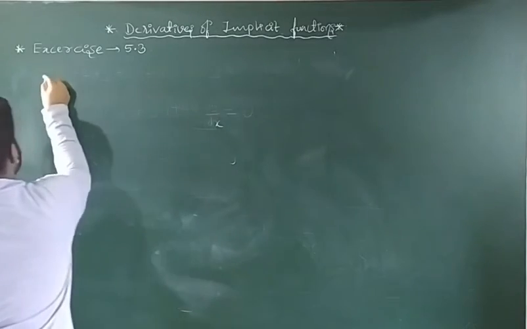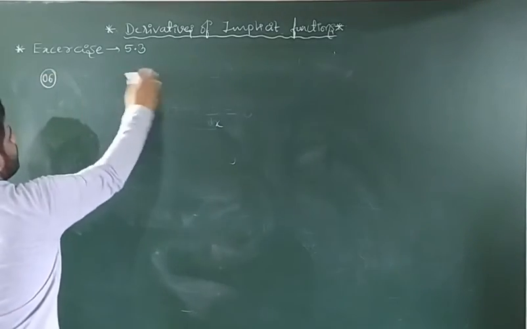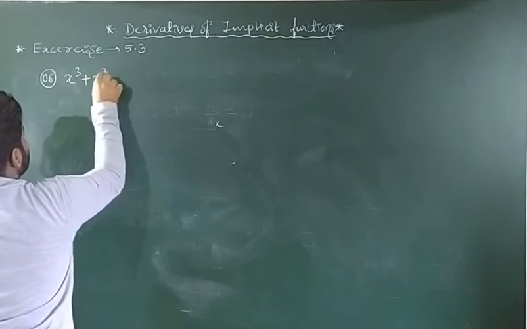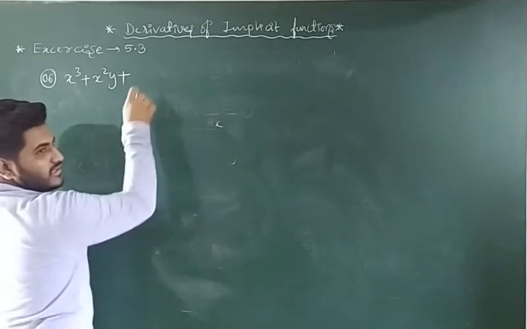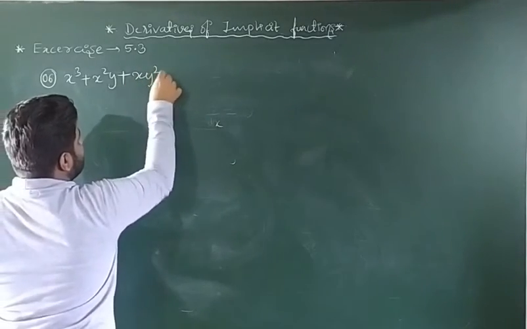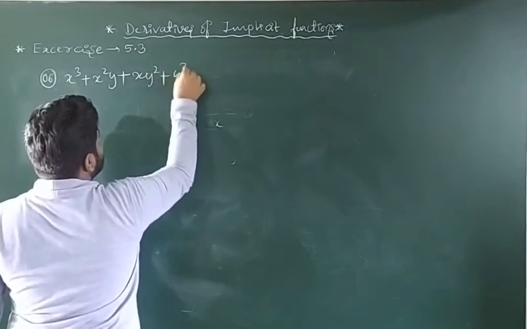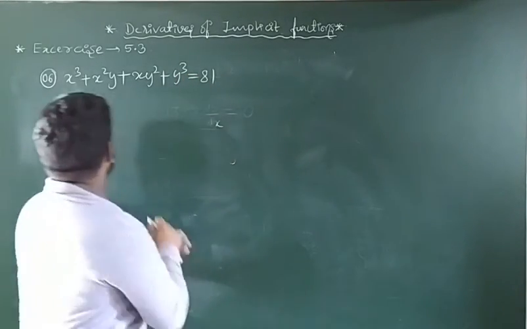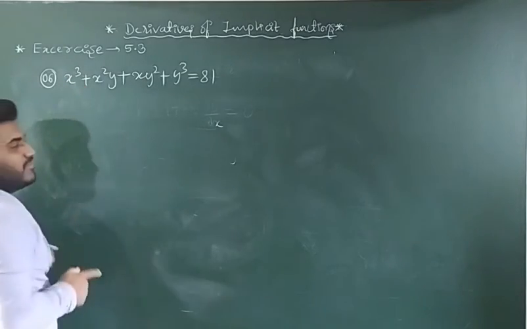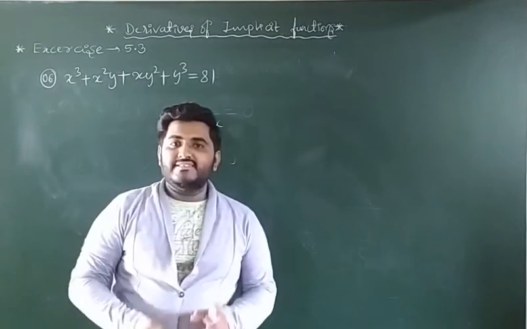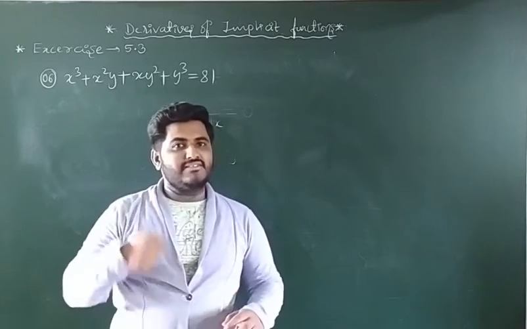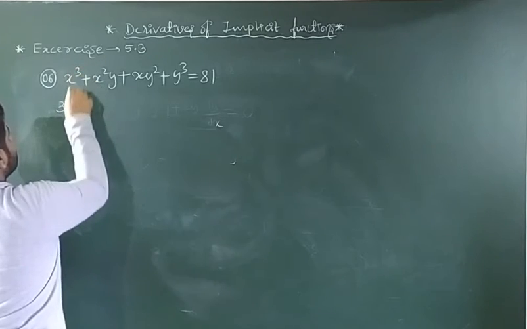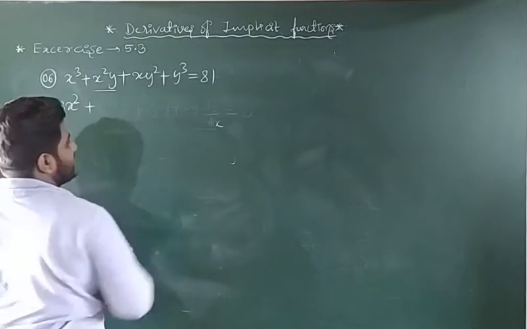Sixth problem is nothing but x cube plus x square y plus xy square plus y cube is equal to 81. So this is the problem number 6. Carefully see here guys, x cube, again x raised to n formula. X raised to n differentiation is n into x raised to n minus 1. So 3, you have to multiply 3 here. X raised to 3 minus 1 is 2, plus here again two functions are there.